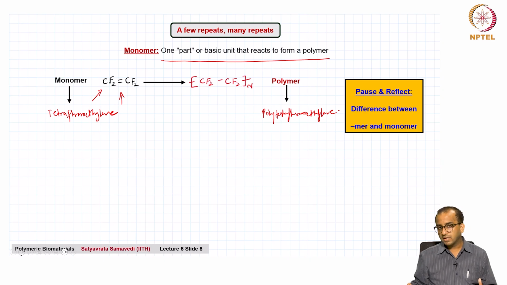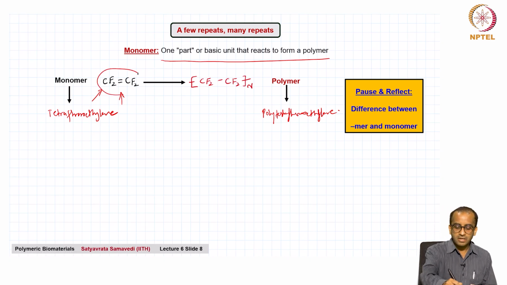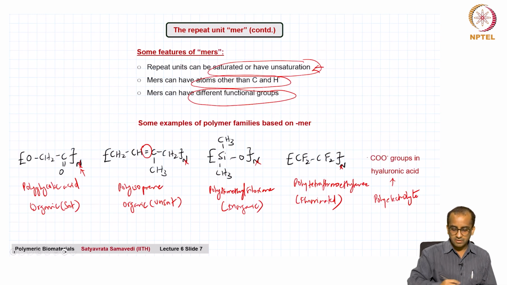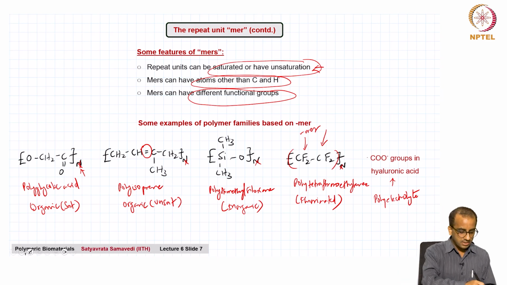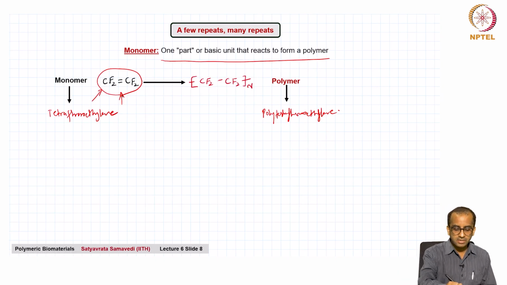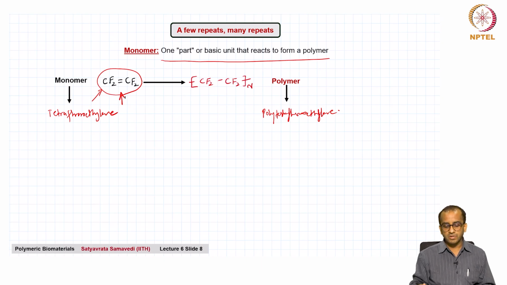So at this point, it might be good for you to reflect on the differences between MER and monomer, noting that they are not the same thing. Oftentimes this is a point of confusion, but as you clearly see, this is not the same as this. This one is the MER, just this unit, and then this is the monomer. So I hope the difference is clear.